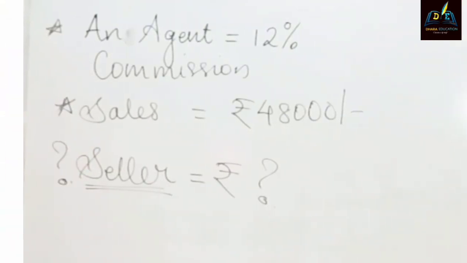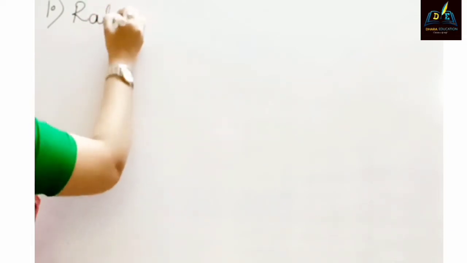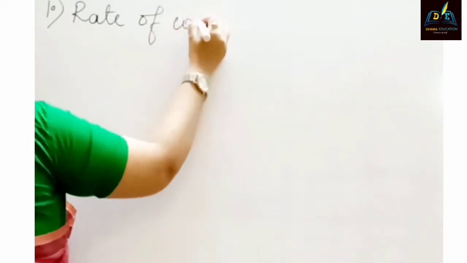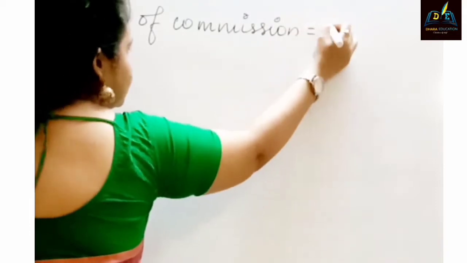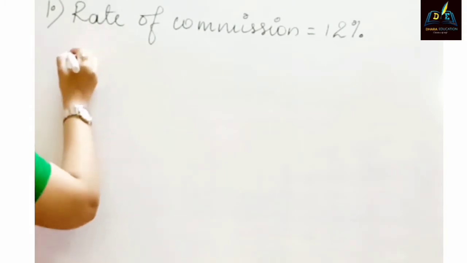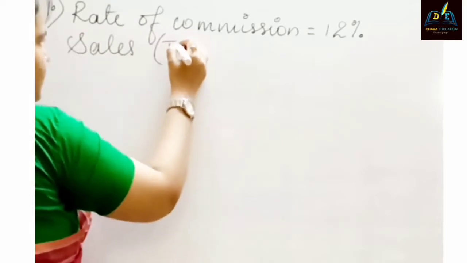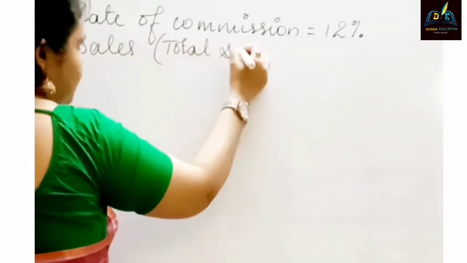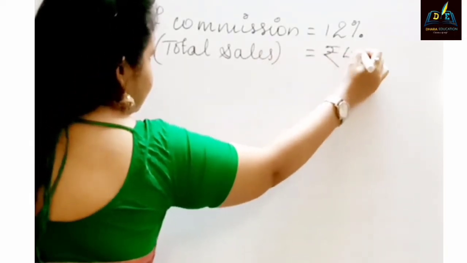So let's begin. First of all, we need to write all the details mentioned in the question. The first detail we got from the question is the rate of commission is 12%. The next information is sales, you can write in brackets total sales. The total sales amount is rupees 48,000.